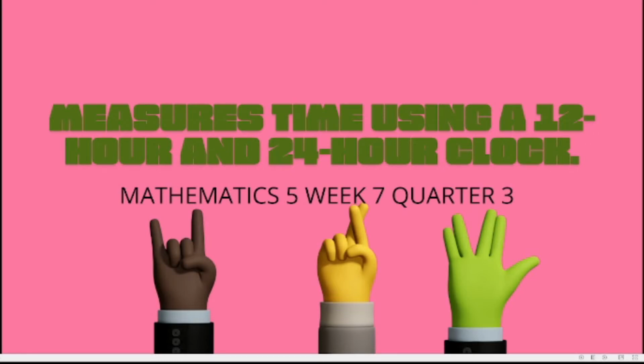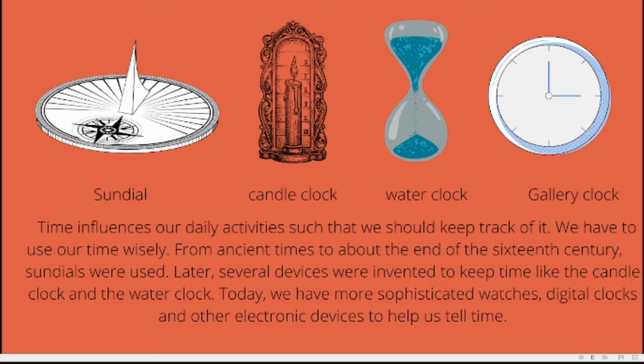Good day. Our lesson today is about measuring time using a 12-hour and 24-hour clock. Mathematics 5, quarter 3. Time influences our daily activities, such that we should keep track of it. We have to use our time wisely.